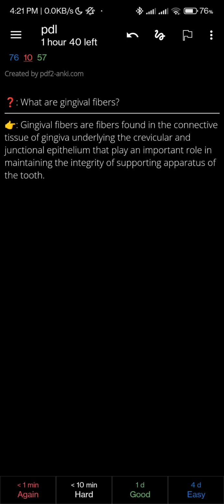What are gingival fibers? Gingival fibers are found in the gingival connective tissue. They are underlying the junctional epithelium and crevicular epithelium, which plays an important role in maintaining the integrated supporting system.